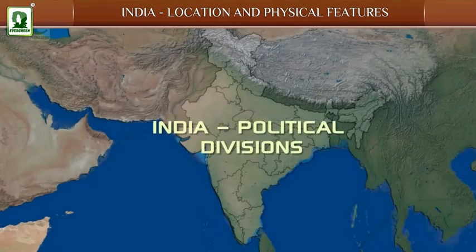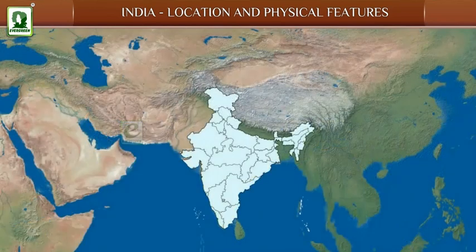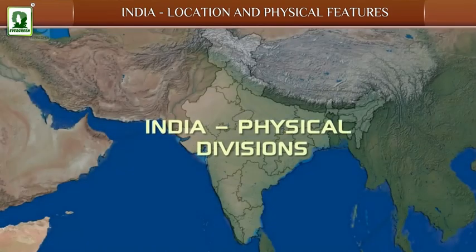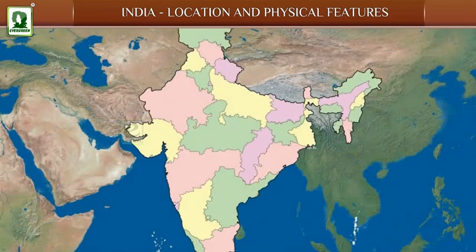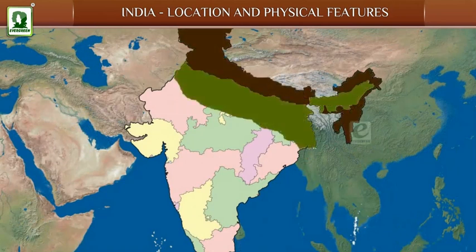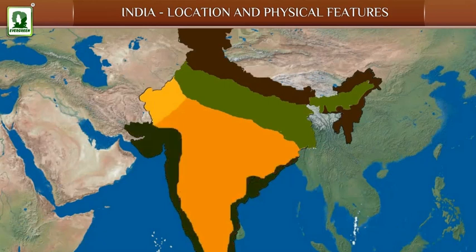India political divisions. India has been divided into 29 states and 6 union territories. India physical division. India has 6 broad physical divisions: the Northern Mountains, the Northern Plains, the Great Indian Desert, the Peninsular Plateau, the Coastal Plains, the island groups.